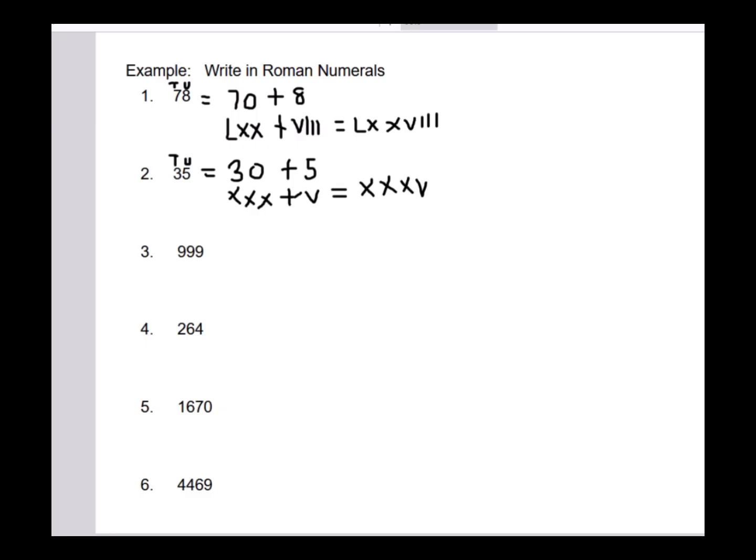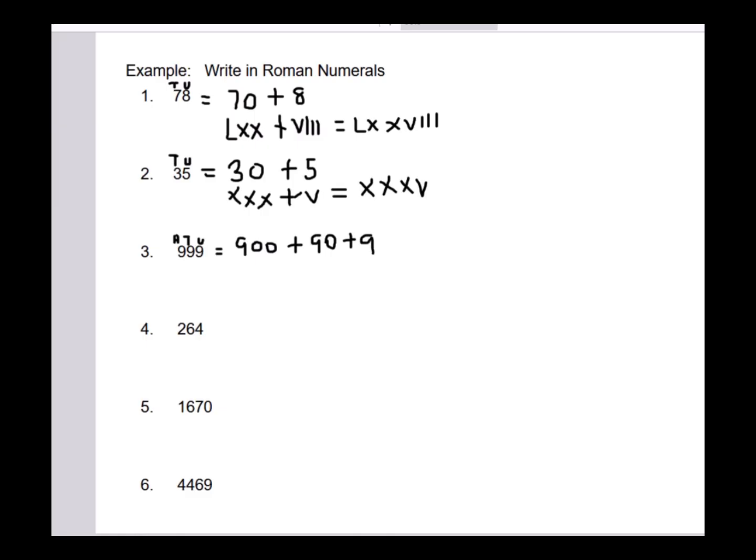We have 999. So I'm going to put my unit, tens. So this is in hundreds place. So 100. So that means I'm having 900 plus 90 plus 9. Can you see that?